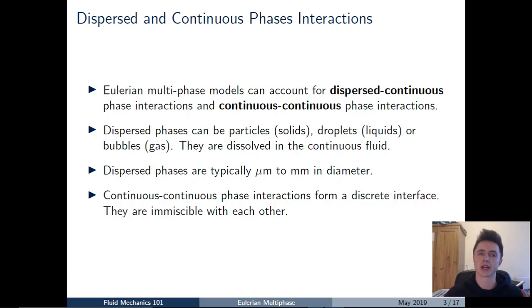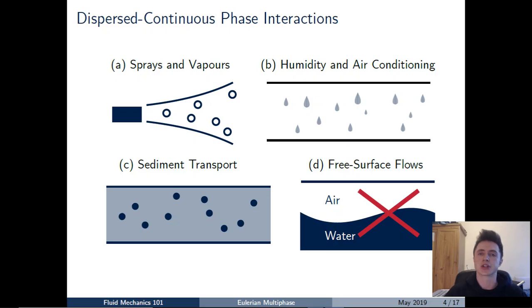So just to give you some real-world examples of these types of phase interactions, some examples of dispersed continuous phase interactions may be, for example, sprays and vapors. So when we have droplets which are dissolved in a gaseous or liquid spray, and we also find dispersed continuous phase interactions in humidity and air conditioning applications, where the dispersed phase are the droplets of water vapor which are dissolved in a continuous phase of air. And we also find dispersed continuous phase interactions in sediment transport applications, where we have small fine-grained solids, which could be sand or silts, dissolved in a liquid water phase, for example, and the sediment is transported along by that continuous phase.